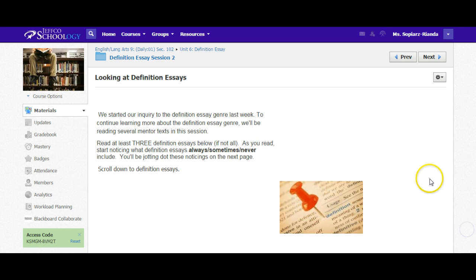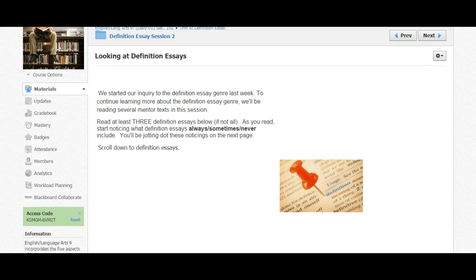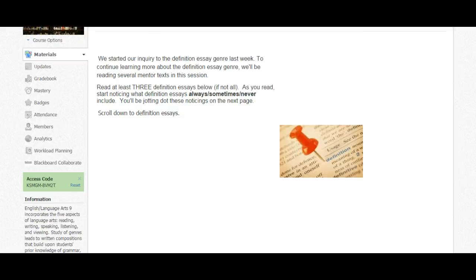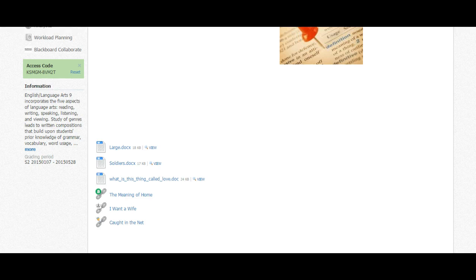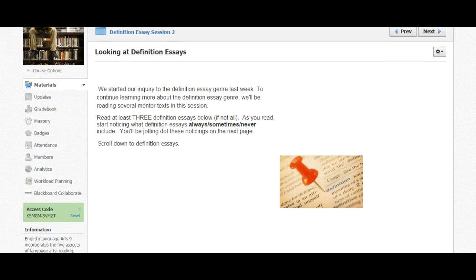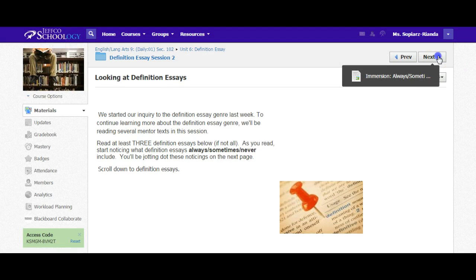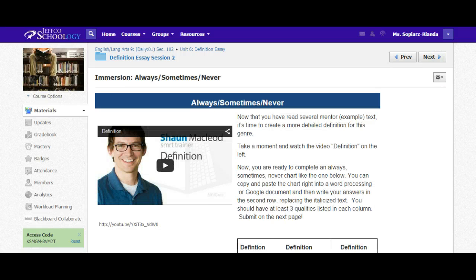So, we started our inquiry again last week with the definition essay, and we're going to continue learning more about it through reading several essays. Down here, you can see at least 5 different essays and all definition essays. So what I want you to do is read 3, if not all, at least 3. And as you read, you start noticing what definition essays always, sometimes, and never include. You'll be jotting down these ideas and noticings on the next page. Or in 2 pages, actually.